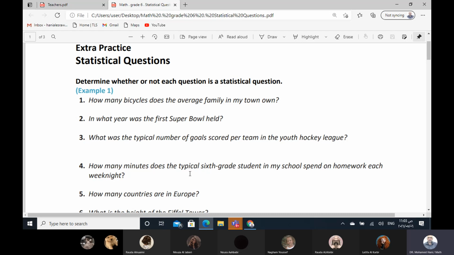Math, grade 6. Today we want to continue our work yesterday, statistical questions. We have extra practice. The question: determine whether or not each question is a statistical question.